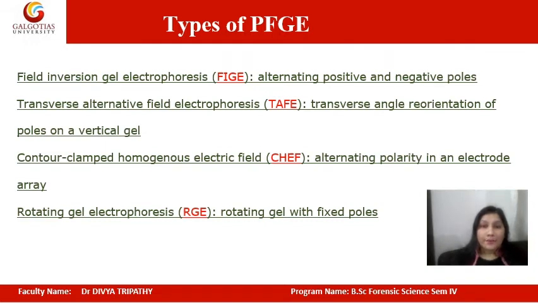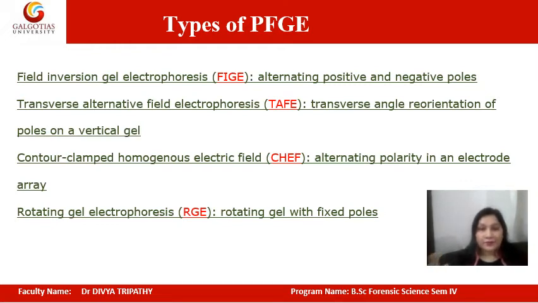Now, pulsed field gel electrophoresis may be of many types. Field inversion gel electrophoresis, known as FIGE. In this electrophoresis, alternating positive and negative poles are used. The second type is TAFE, or transverse alternating field electrophoresis. In this electrophoresis, transverse reorientation of poles on a vertical gel is used. The third one is CHEF.